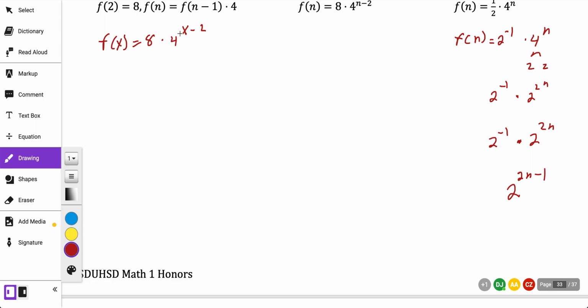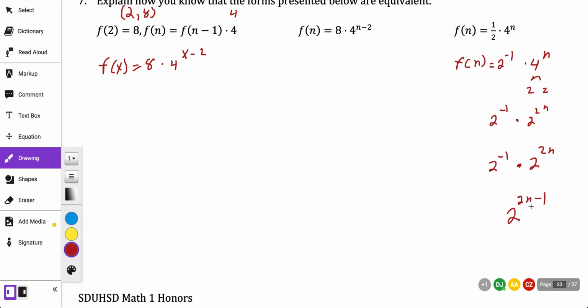So I need to try to convert these now over here. And I only need to do it to one of them since they're both equivalent. So I know that this right here, 8, is 2 times 2 times 2, which is 2 to the third power. And I know that 4 is 2 to the second power, and then I already have the exponent x minus 2.